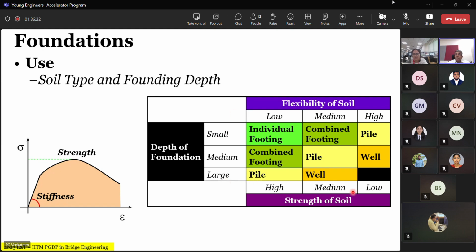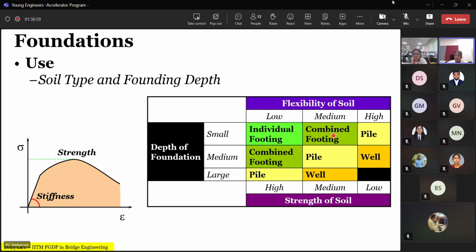So where do we avoid foundations altogether? We avoid foundation in low strength of soil with very high flexibility. We try to avoid putting any foundation in that. So this is the one which is to be avoided. When you have medium strength of soil and medium flexibility, and for a large depth, we tend to choose well foundation. And if the depth is medium, we tend to use pile, and if the depth of foundation is small, we tend to use combined footing.